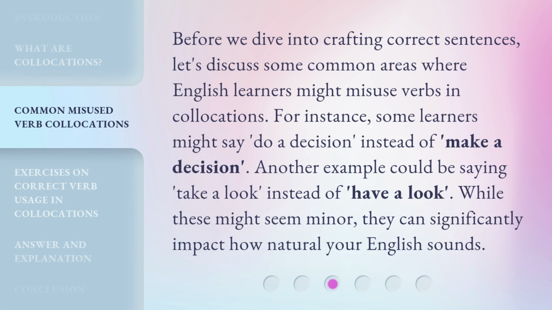Before we dive into crafting correct sentences, let's discuss some common areas where English learners might misuse verbs in collocations. For instance, some learners might say, do a decision, instead of make a decision. Another example could be saying, take a look, instead of have a look. While these might seem minor, they can significantly impact how natural your English sounds.